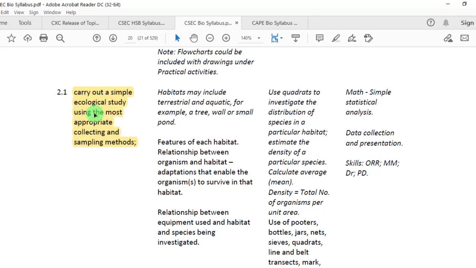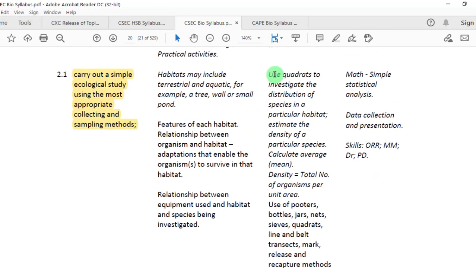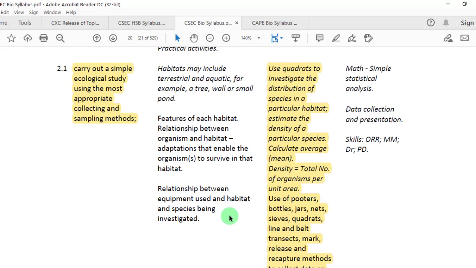Objective 2.1. And as I said before, the suggested practical is going to be very important for paper 3 candidates. The next topic is the eye, which is going to be interesting. So let's take a look at that. That will also be a section B topic.